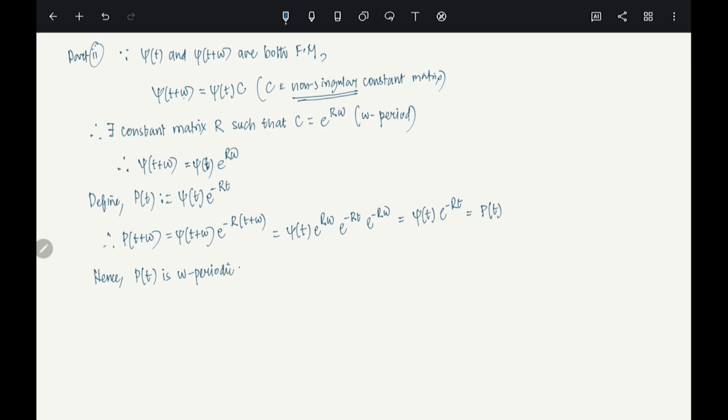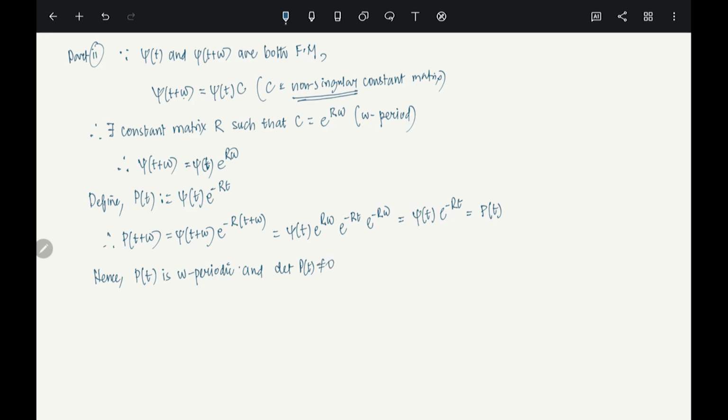W p t. Clear? Now, of course, phi is non-zero. Exponential, that is non-zero. So the determinant of P of t is also non-zero. It has to be, because phi is a fundamental matrix, so its determinant is non-zero. The exponential's determinant is of course going to be non-zero.